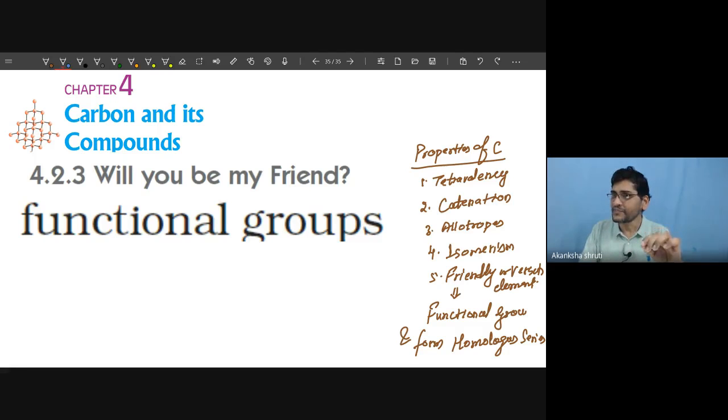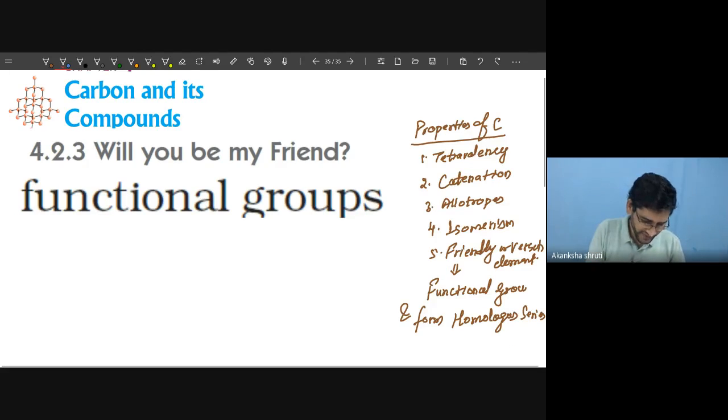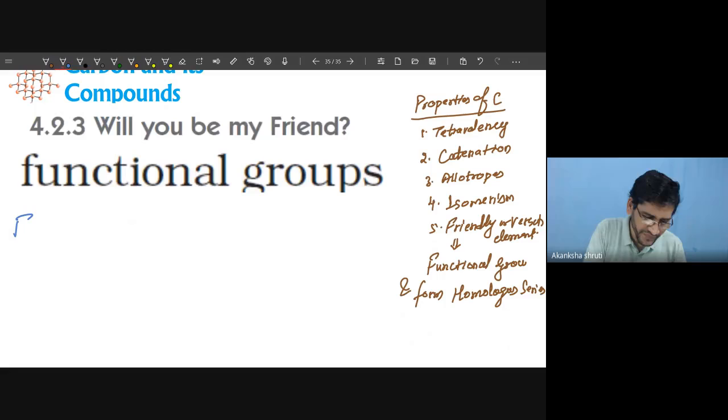So there is another important property inherent to this called functional group. So what is this functional group? This functional group gives the characteristic of versatility, or gives the friendly nature, to the carbon. So let us start with functional group. What is this functional group?